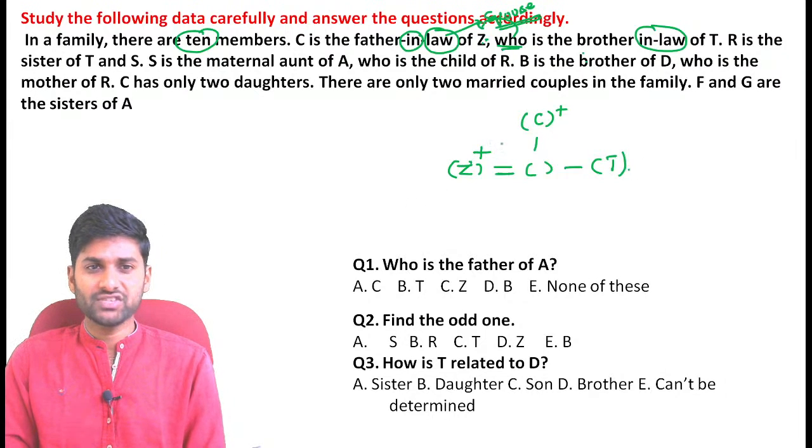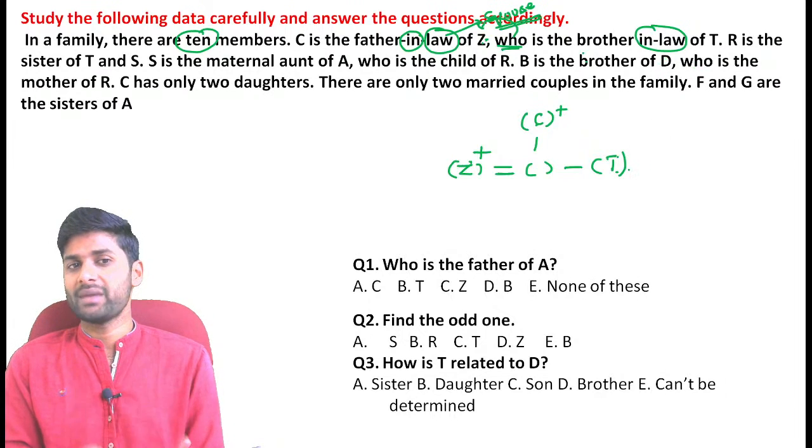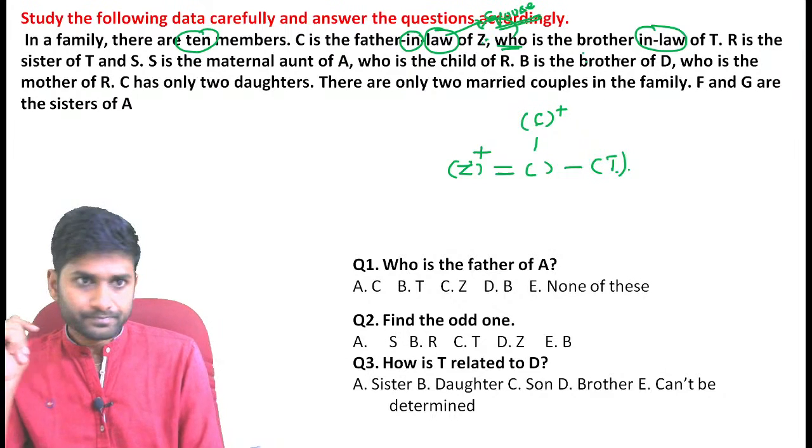Now you can see Z is the brother-in-law of T. Z is the son-in-law of C. C is the father-in-law of Z. T is either son or daughter. Still, up to that statement, we don't know whether he is the male person or female person.